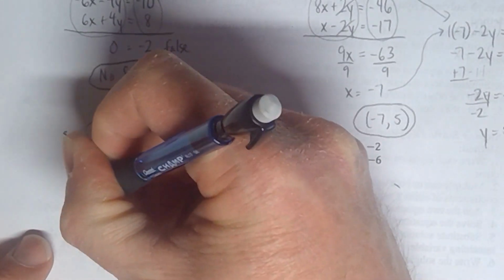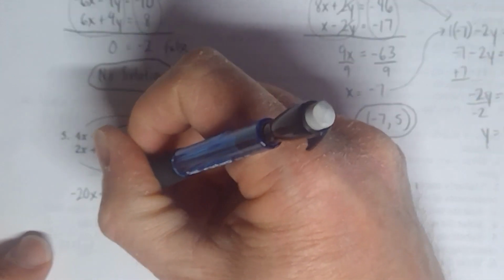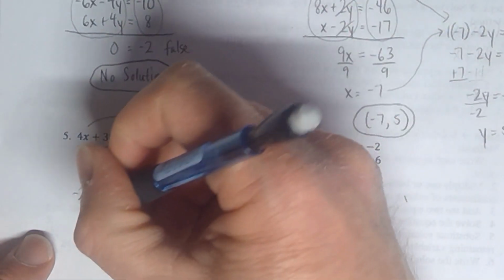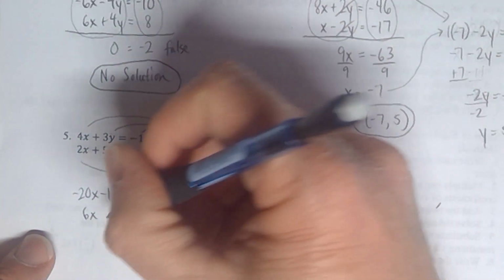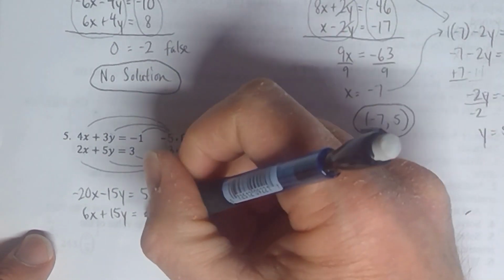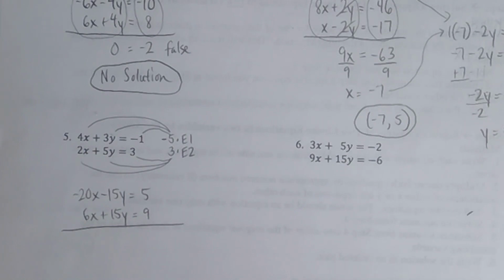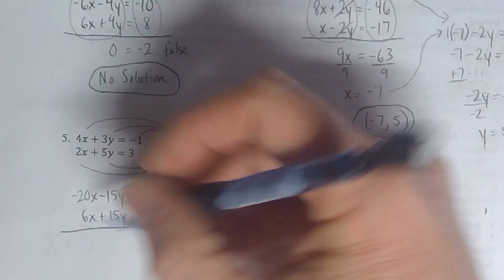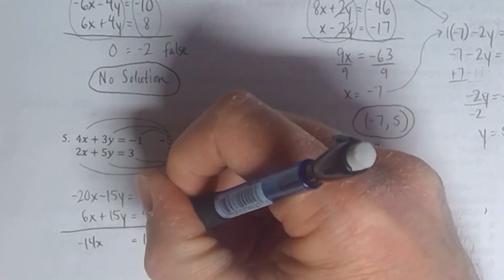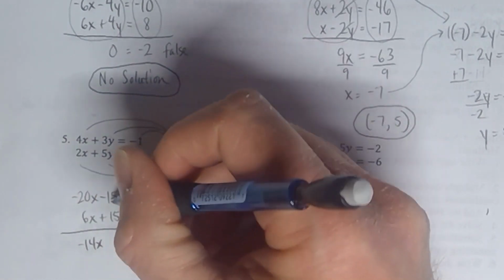Let's go ahead and distribute this out. We get -20x minus 15y is equal to 5, and then the other one is going to be 6x plus 15y, so you can see the y's are going to cancel right there, and then we got 9. So after we make the coefficients opposites of each other, we now add the two sides together. We get -14x equal to 14. The y's cancel out.